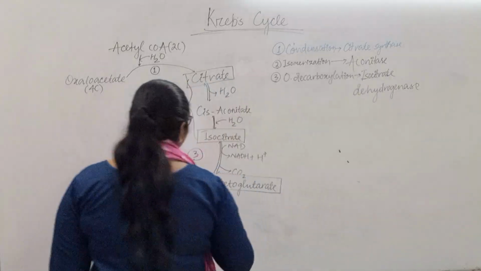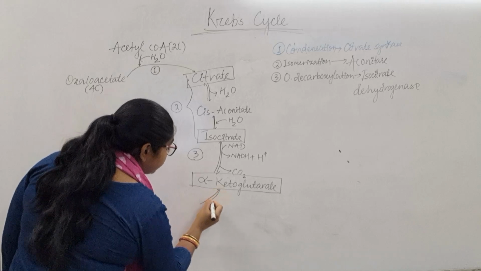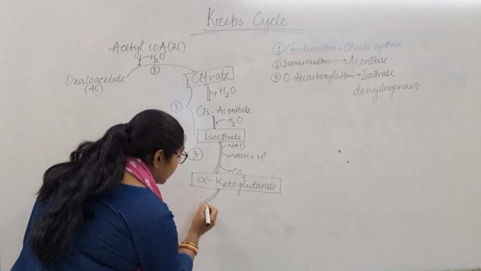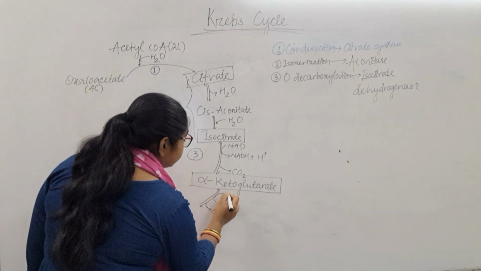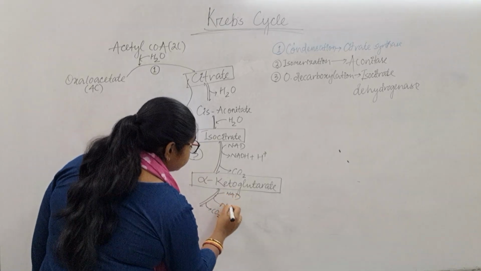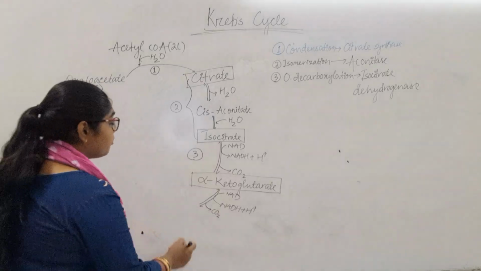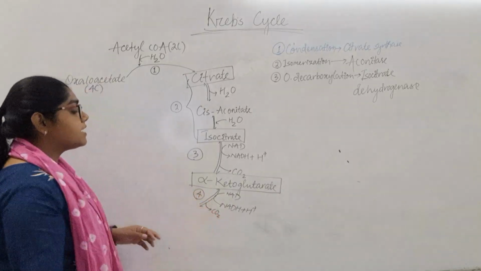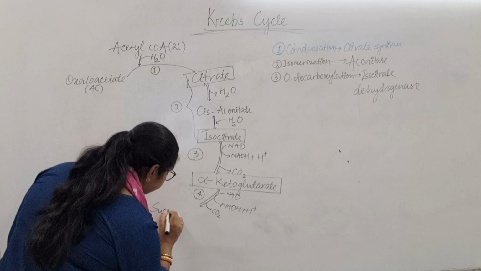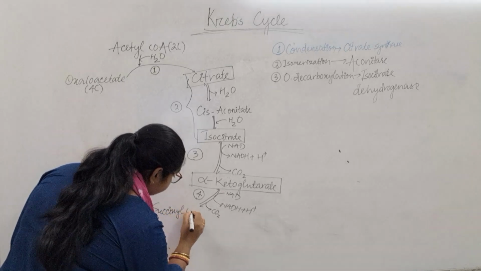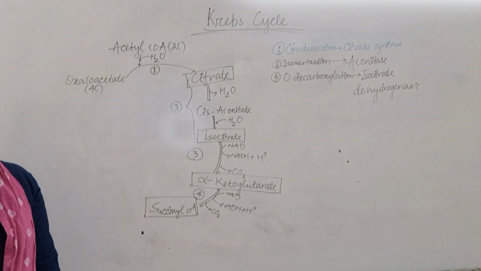Okay. So now in the fourth step, this alpha-ketoglutarate will again undergo oxidative decarboxylation. That means it will remove one carbon in the form of carbon dioxide and it will reduce NAD to NADH and H plus ion, and here it will produce succinyl coenzyme A. In the fourth step, the product is succinyl coenzyme A.